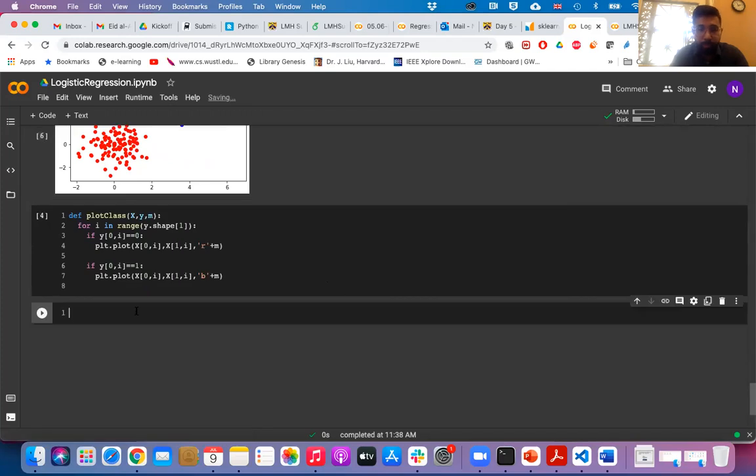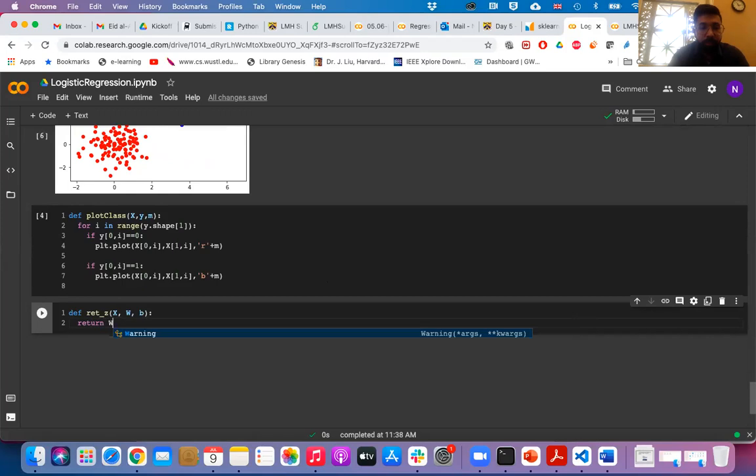Okay. So now let's write the helper function. So what do we need? We need a function which would return z for us. So this takes in x, the data, it takes in a w, and it takes in a b. And it returns w times x plus b. So this is the linear part.